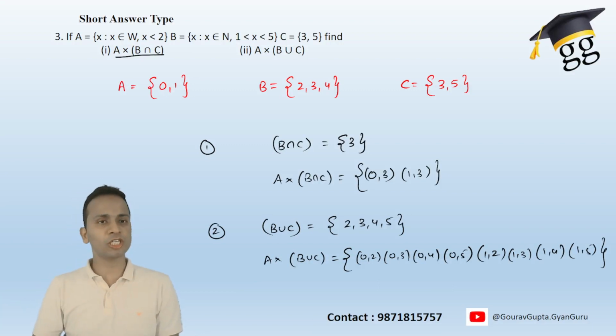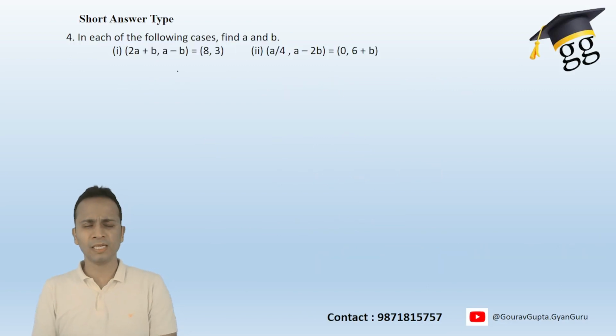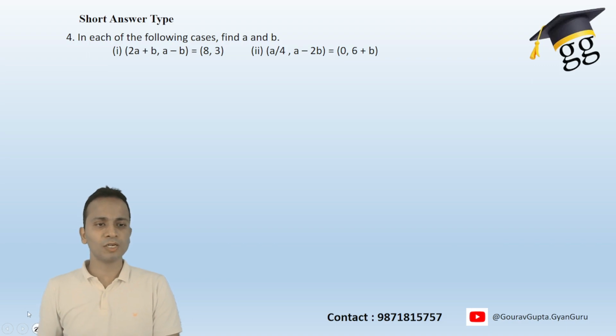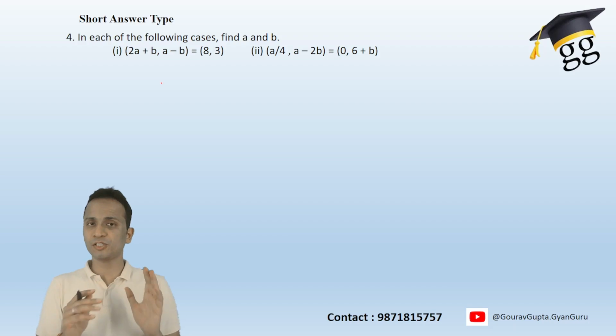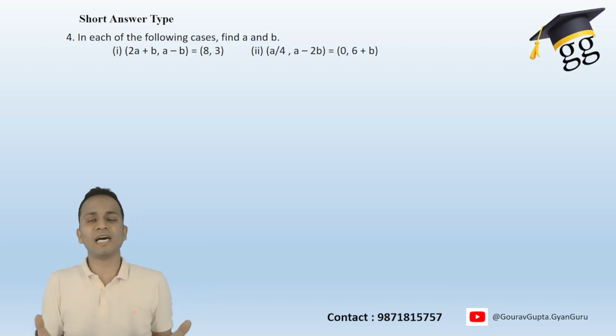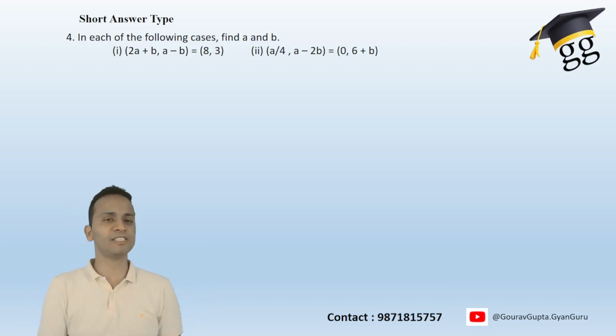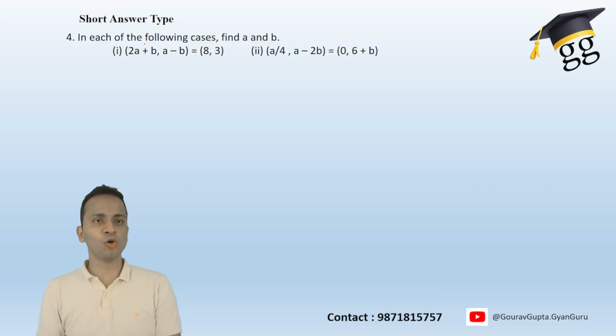Okay, so that was question number 3. Let's move on to our next question, question number 4. Now, question number 4 is very simple and straightforward. Two ordered pairs are equal if respectively the first elements are equal and the second elements are equal. In each of the following cases we have to find out the values of A and B. So let's look at the first part.